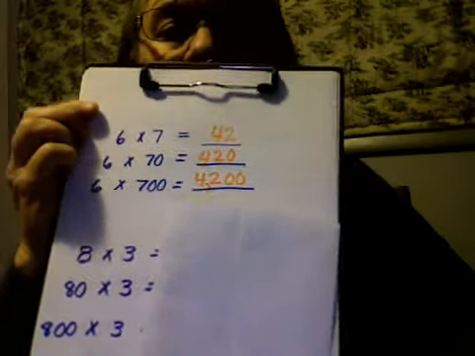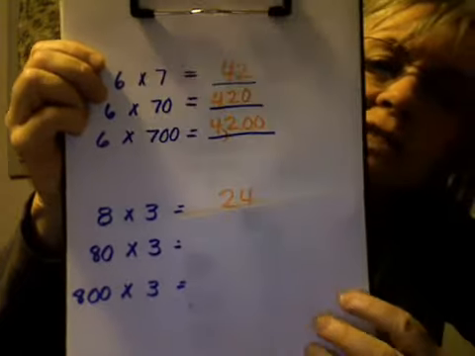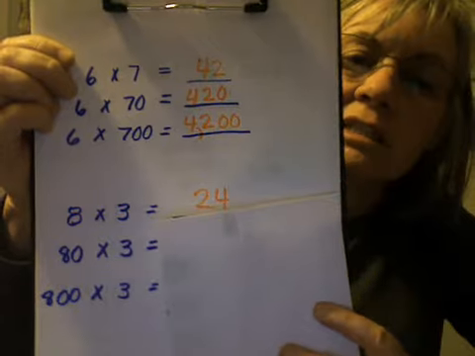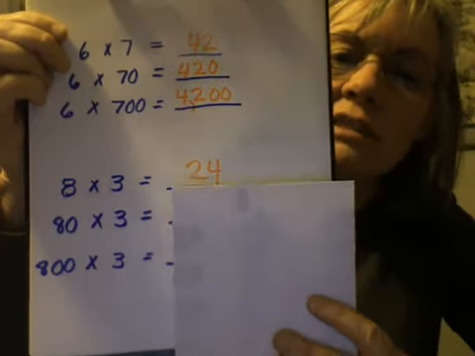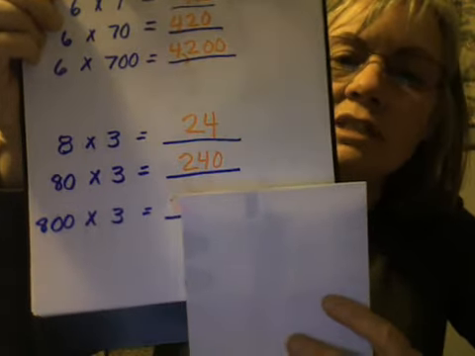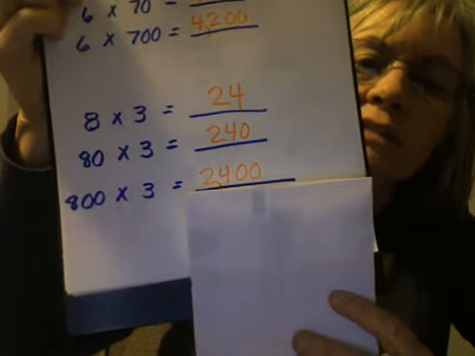By the same token, when we do this with 8 groups of 3, the basic multiplication fact is 8 times 3 equals 24. 80 groups of 3 are 240. And 800 groups of 3 is 24 hundreds, which we know as 2,400. It's important to be comfortable with switching through bigger and bigger numbers like that as we go. So we'll do another set.